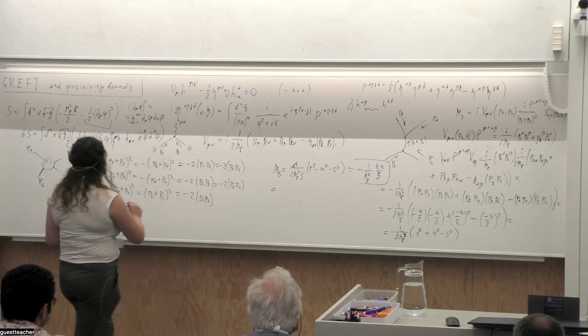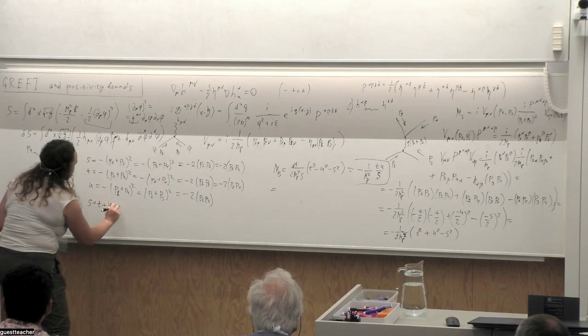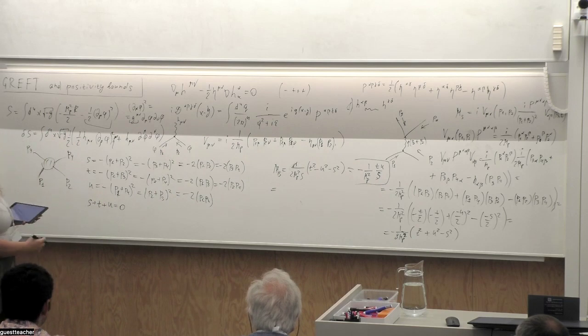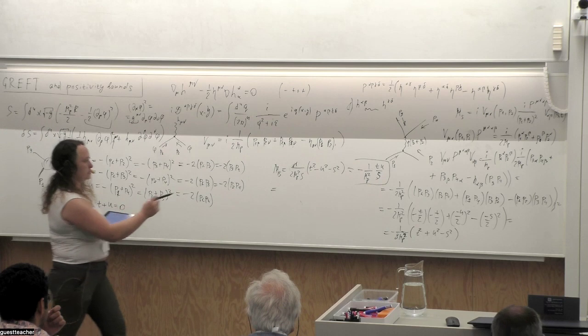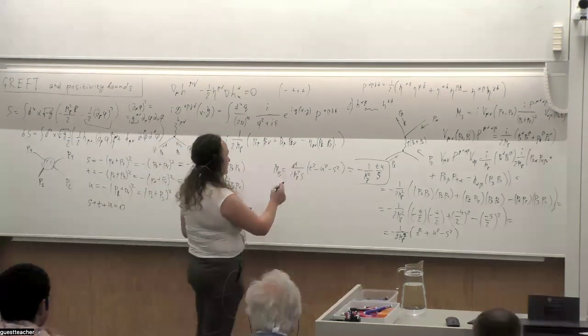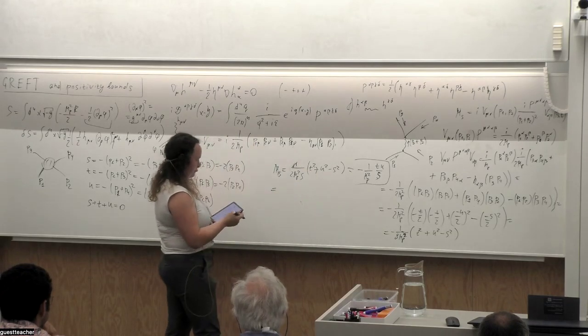And also, let me mention that when we scatter massless particles, s plus t plus u is equal to 0. It's very easy to derive from energy conservation. So u can be written as minus s minus t. Sorry, here I have plus.